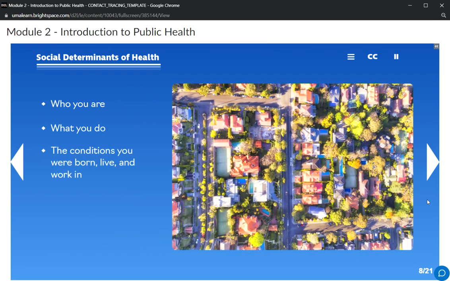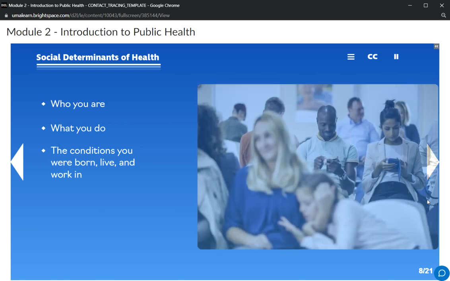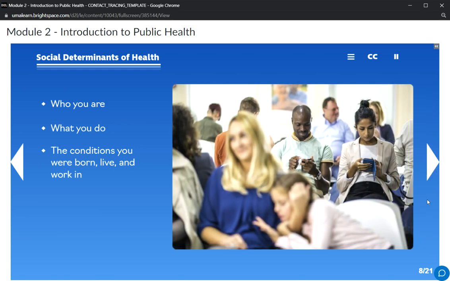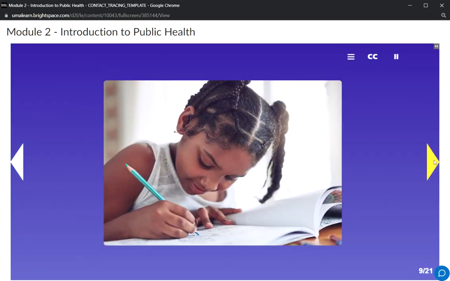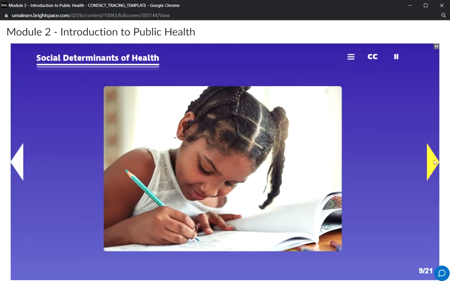Finally, the conditions you were born, live, and work in are social determinants of health. You may have heard these conditions described as social or environmental characteristics. Ultimately, they directly influence your access to health insurance and quality care, as income and level of education can create a clear divide when it comes to the equal distribution of health resources. Meet Lyric, a 9-year-old African-American girl.